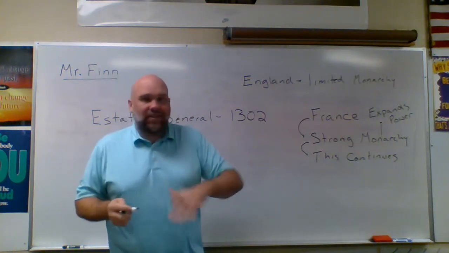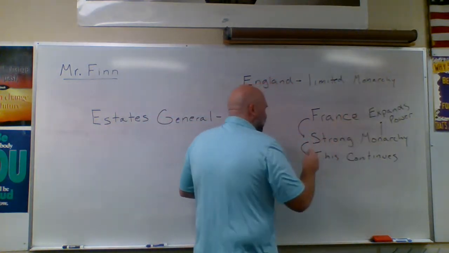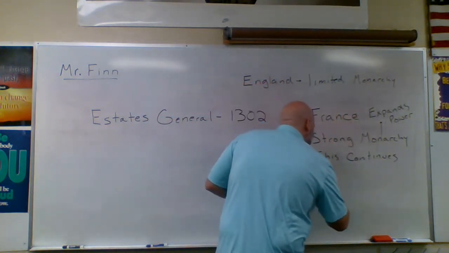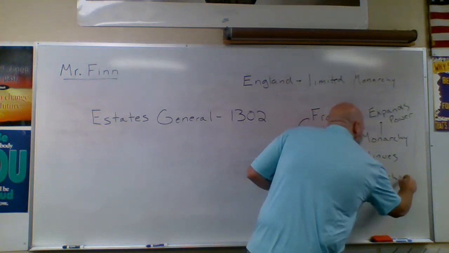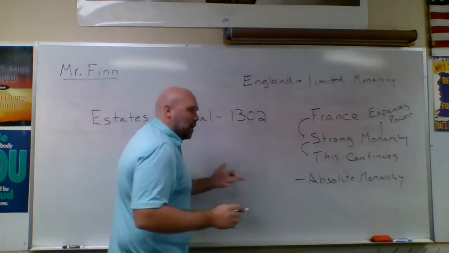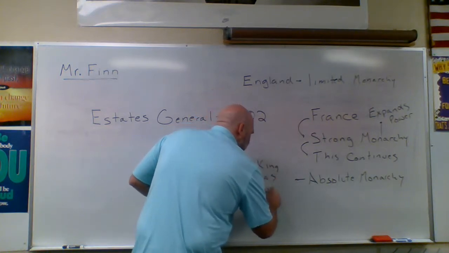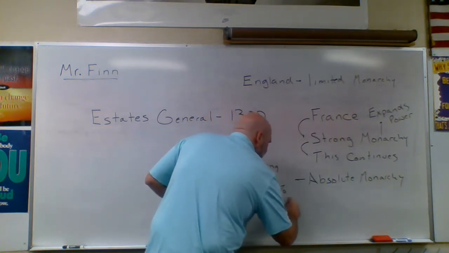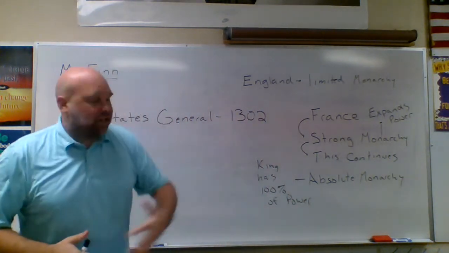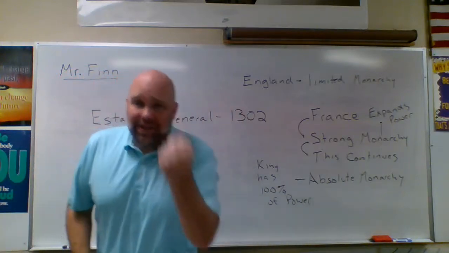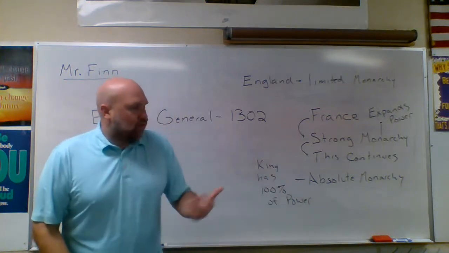So what we're going to see is, whereas England becomes a limited monarchy where the nobles and people take more power, in France we are going to see, as I just said, an absolute monarchy. And an absolute monarchy is when the king has 100% of power. So the king is going to have 100% of the power. The monarchy is going to hold all of the power, have all the decision-making power, and they run the country.